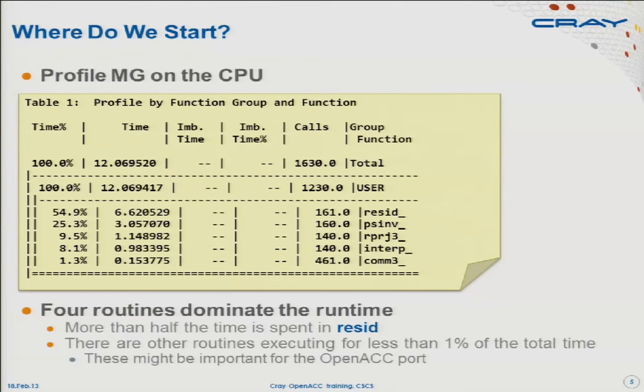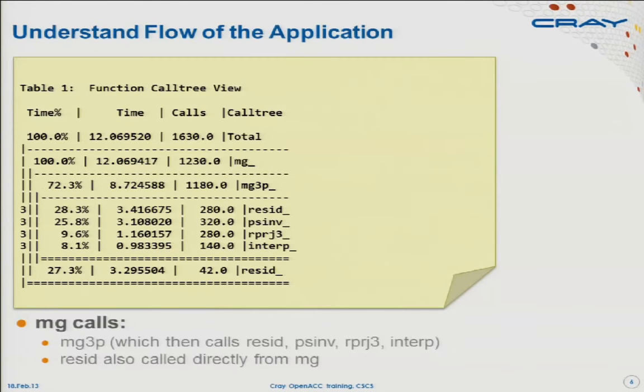And then you look at this and it's telling you how much time is spent in each routine. So already, this is giving you a good feeling. These are the routines that take most of the time. So this is already giving you some idea about what routine, how many routines are important, how long they take. The other routines might be important for the OpenACC port because of the data regions, but we'll worry about those in a minute.